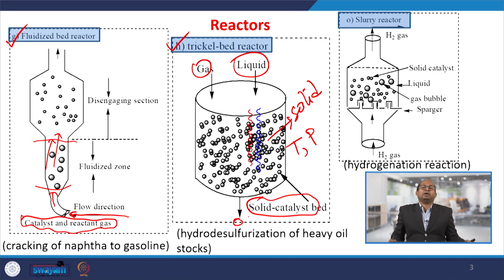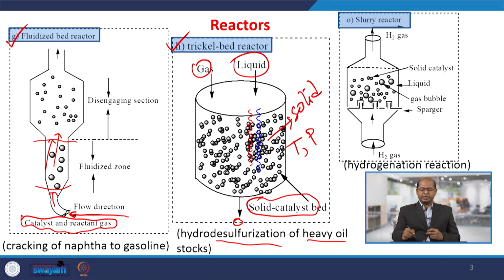So, here 3 phases, gas, liquid, and solid, are present, and that way we can use these reactors, mostly for hydrodesulfurization of heavy oil stocks. So, in that case it is used for that. Other purposes also we can use this type of reactor for.